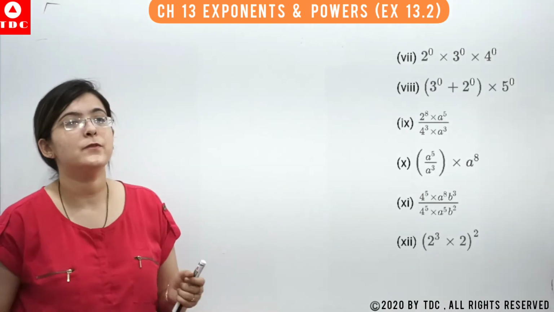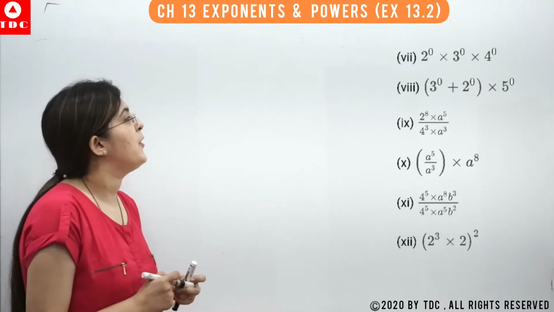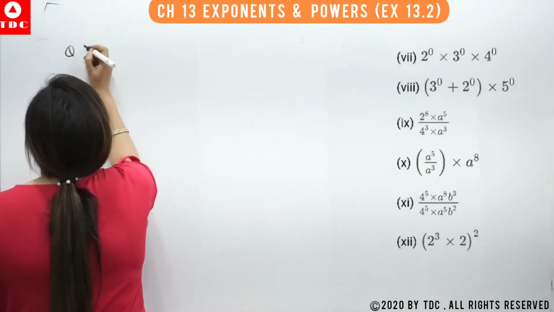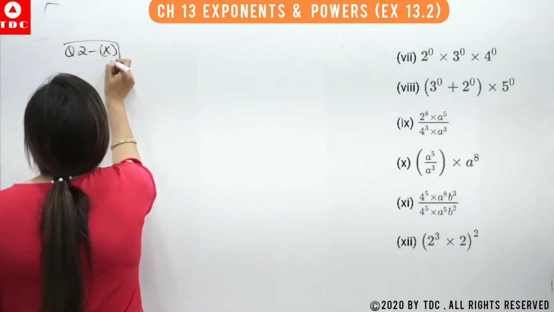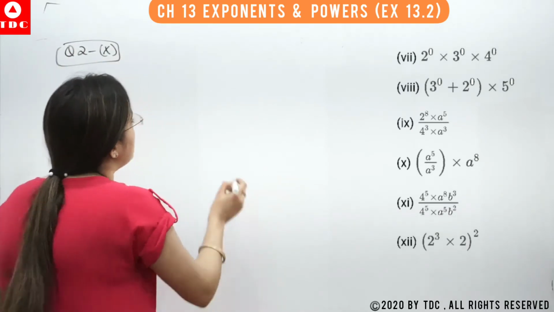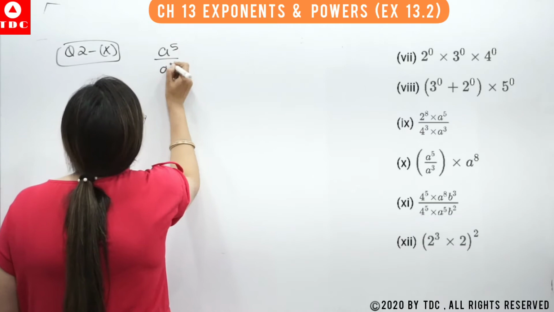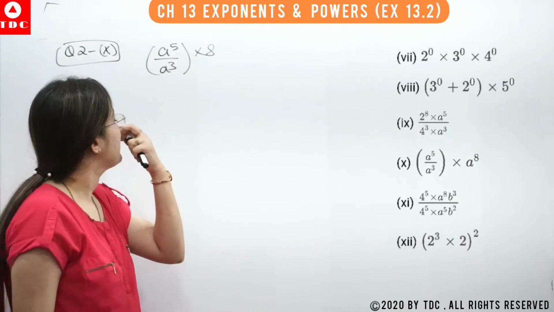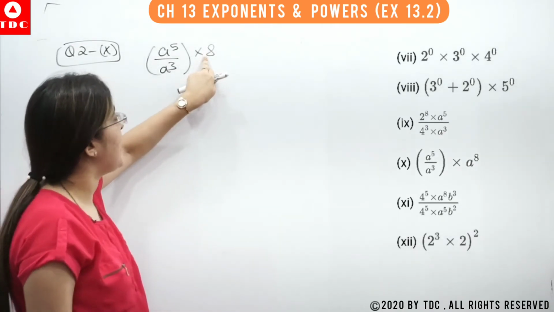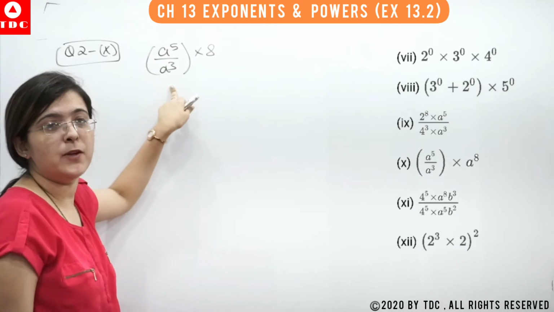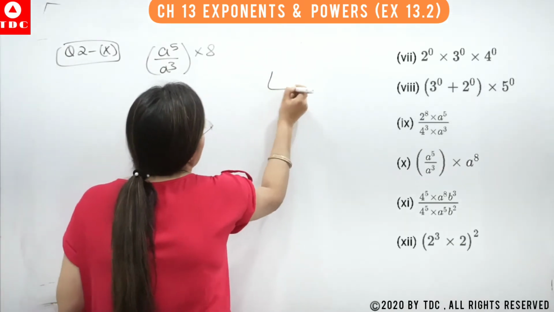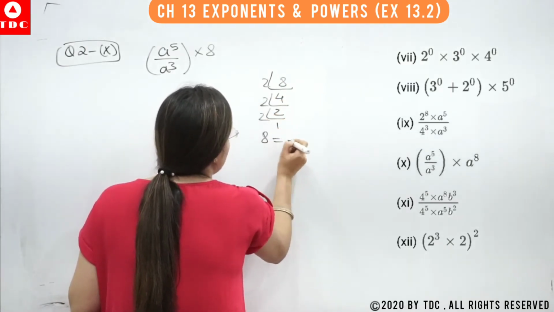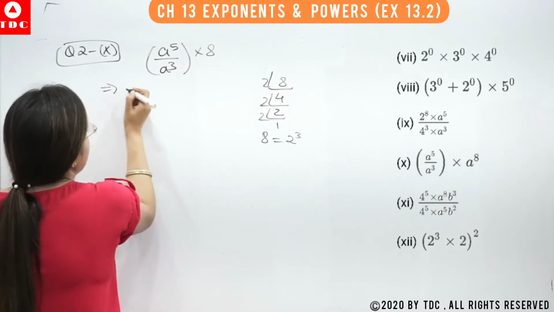Now see the 10th one, what it is. a to the power 5 upon a to the power 3 into 8. The 10th part, it is a to the power 5 upon a to the power 3 into 8. Okay, this is the question given. Now see, 8 could be prime factorized, and the property of division, the second law, could be used. First, 8 could be written as 2 to the power 3. So let's write it down.